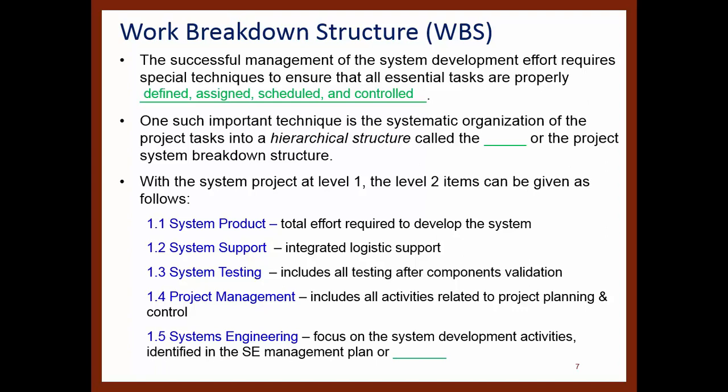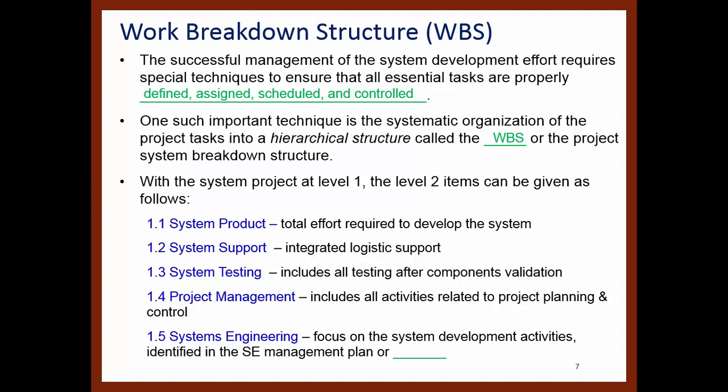One such important technique is the systematic organization of the project tasks into a hierarchical structure called the work breakdown structure, or WBS. With the system project at level 1, that will be our goal, right? That's what we want to achieve. The level 2 items can be given as follows. 1.1 could be the next level in this breakdown: system product, which is the total effort required to develop the system. 1.2 could be system support, which are the integrated logistics supports.